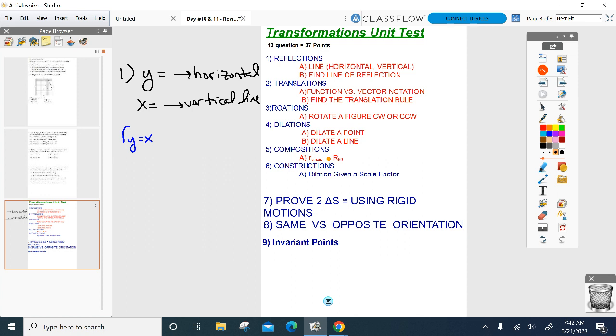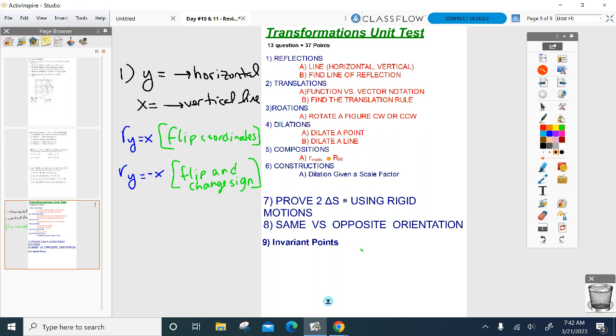Y equals x. I'm going to flip the coordinates. Yep, flip the coordinates. And then if I go through y equals negative x, I got to remember that rule, and that rule would be flip and change the sign. All right, all good reflections. Lowercase r, it's a rigid motion, doesn't change size or shape.